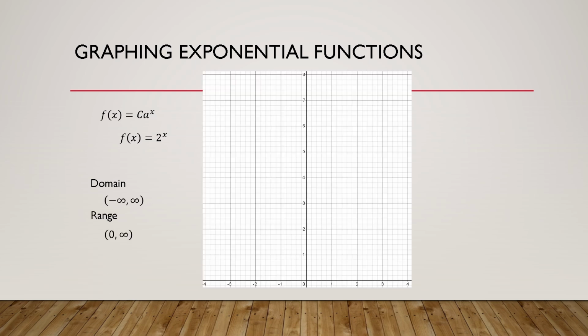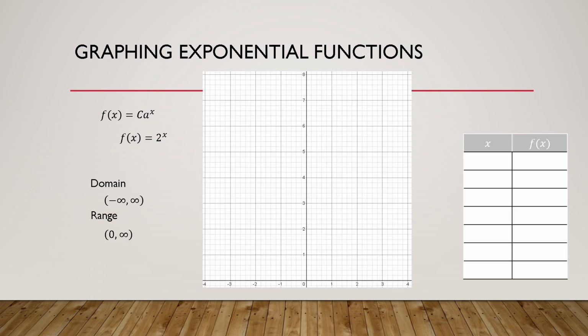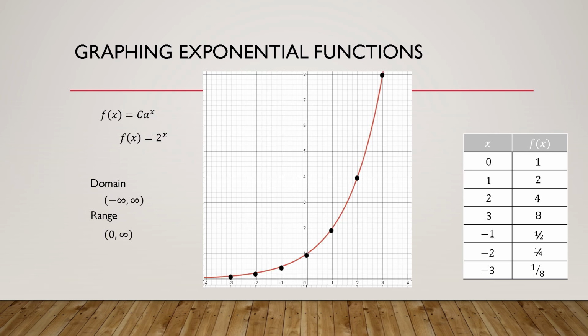To graph 2 to the x, we'll use a set of ordered pairs. F of 0 equals 1, f of 1 equals 2, f of 2 equals 4, f of 3 equals 8. On the negative side, f of negative 1 equals 1/2, f of negative 2 equals 1/4, f of negative 3 equals 1/8. This makes 0 a horizontal asymptote of the function. We then connect the dots consistent with the known end behaviors and the domain and range.